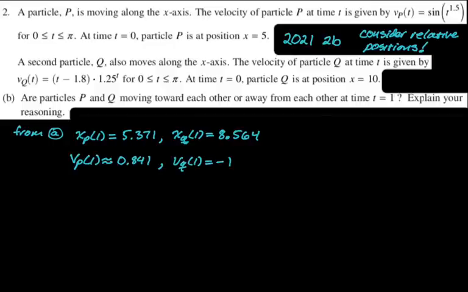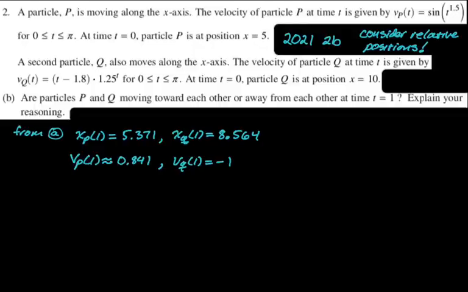The thing that I think was a little tricky about this, and it really wasn't, but it could have been, is that we need to know P and Q relative to each other before we decide if they're moving toward or away from each other. So consider their relative positions. From part A, we had to figure out where we were at 1. So P is at 5.371 and Q is at 8.564. I need to know velocities to actually solve this. So the velocity of P is 0.841. The velocity of Q is exactly -1, which is unnerving, but go with it.